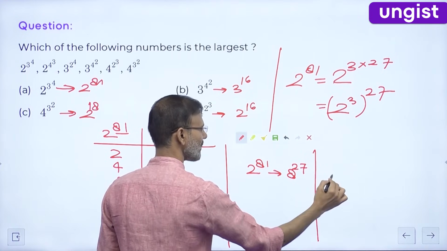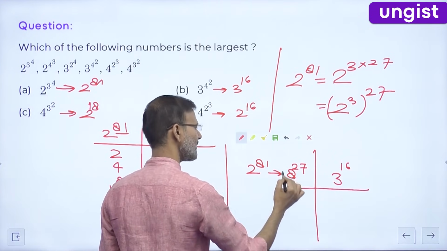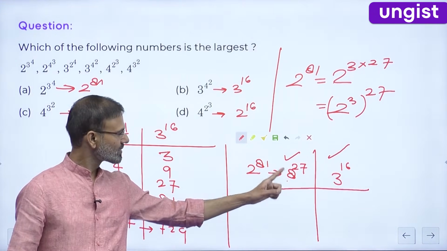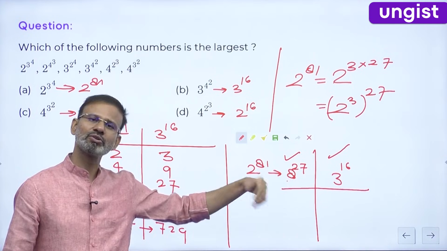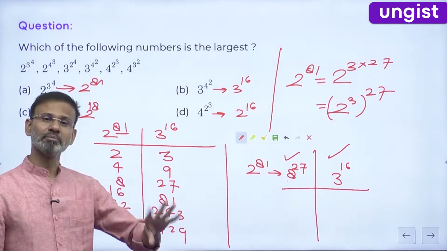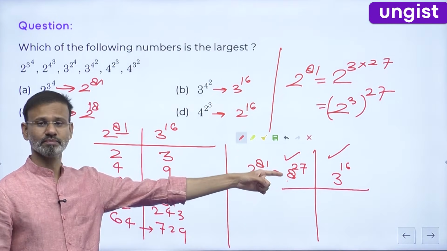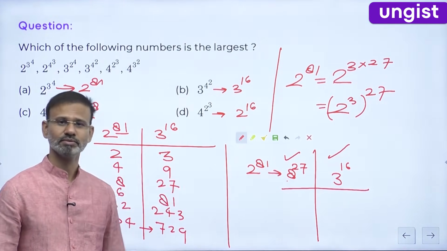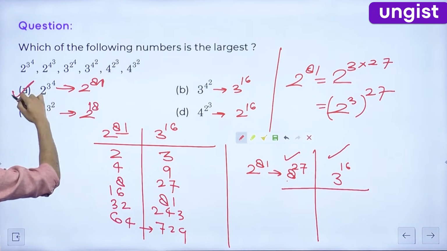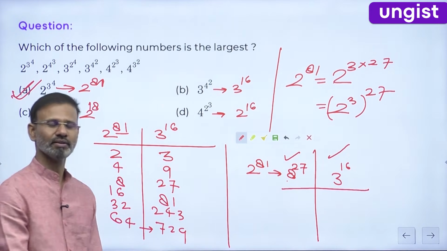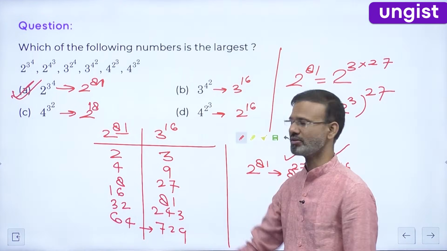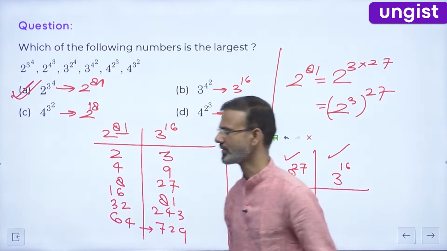ठीक? Now 3 to the power 16. We are comparing these two numbers. So everyone, here the base is greater than the base and the power is also greater than the power. Correct? ये actually बहुत बड़ा number है इसके comparison में. It's like way big actually. It's far bigger. ठीक है? Everyone clear now? So the answer is A option. ठीक है? Okay.